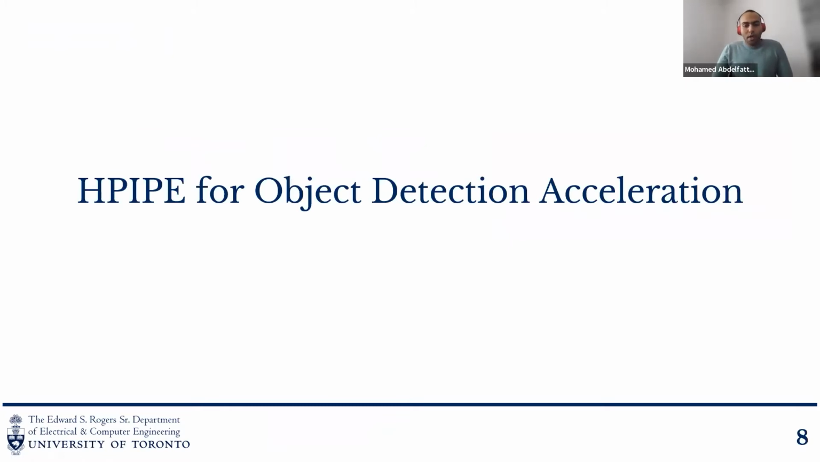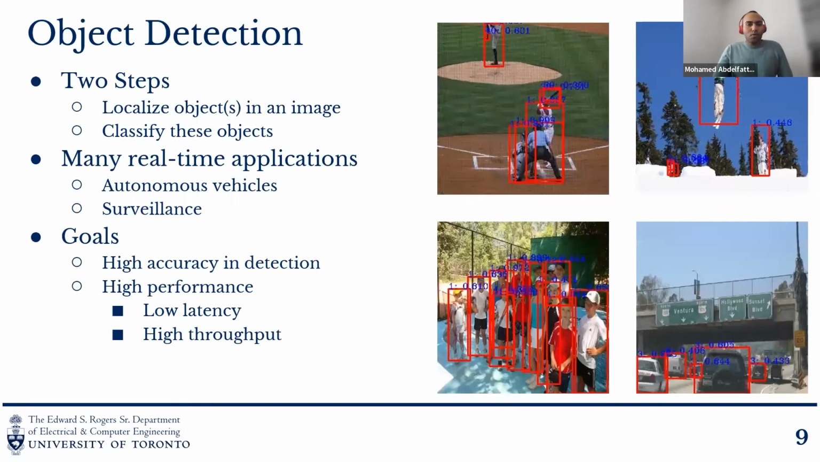So Hpipe is great. It accelerates CNNs and produces very high performance. So we took Hpipe and enabled accelerating other applications such as object detection, which incorporates CNNs but has other modules as well and other blocks. So what is object detection?